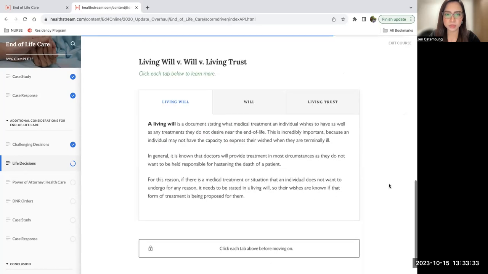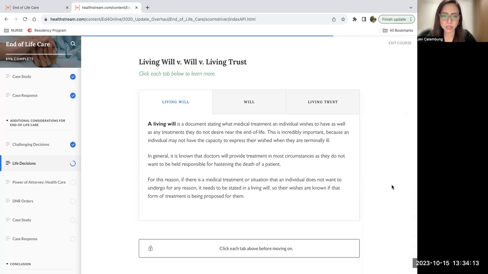Living will. A living will is a document stating what medical treatment an individual wishes to have, as well as any treatments they do not desire near the end of life. This is incredibly important because an individual may not have the capacity to express their wishes when they are terminally ill. In general, doctors will provide treatment in most circumstances as they do not want to be held responsible for hastening the death of a patient.